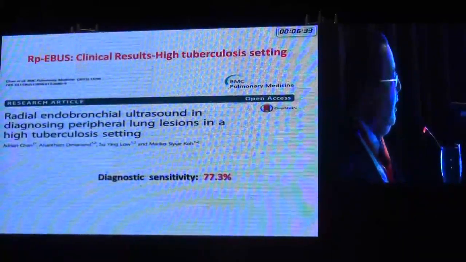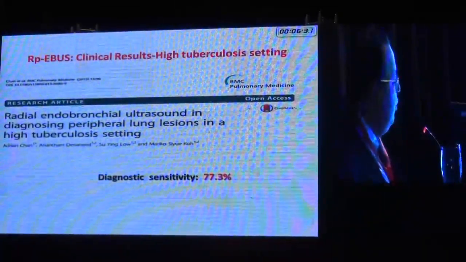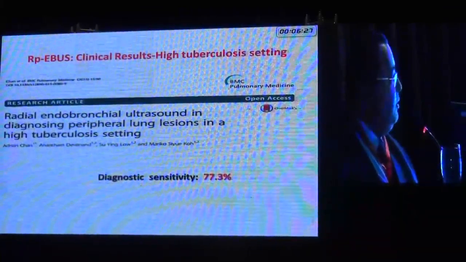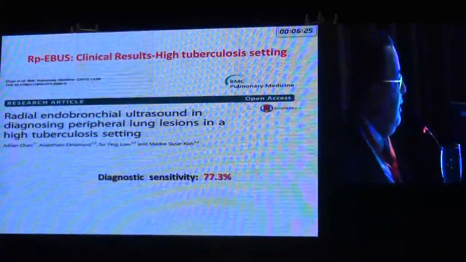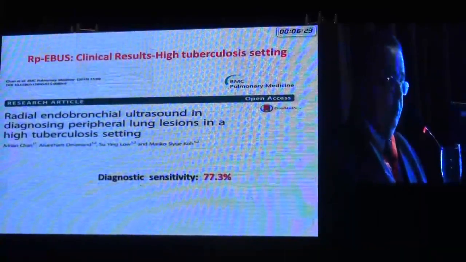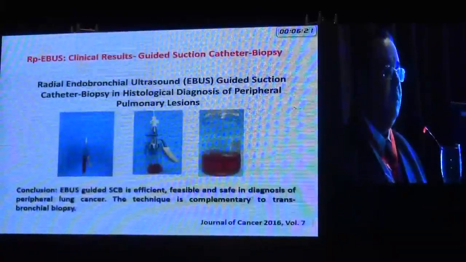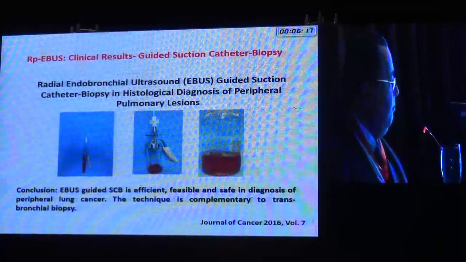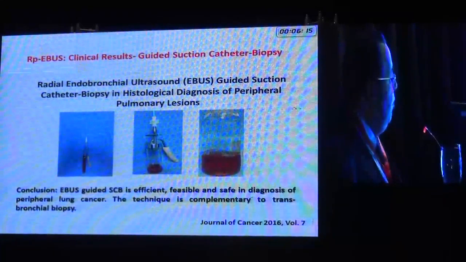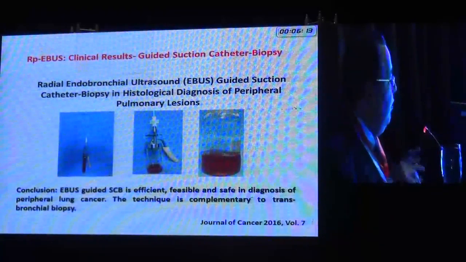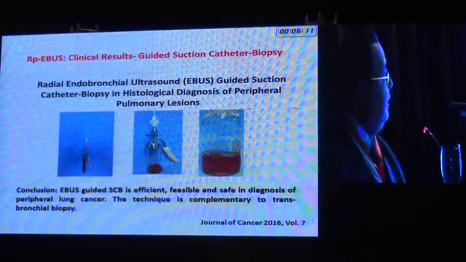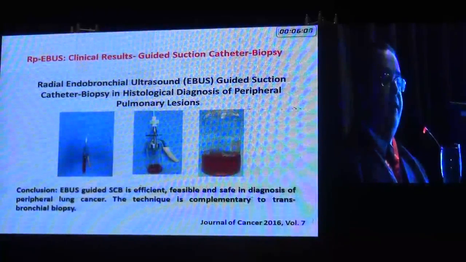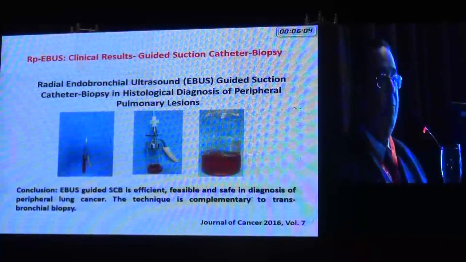This is another area with a high prevalence of tuberculosis. Even with the EBUS radial probe, we can reach a sensitivity of 77%. So this is a good diagnostic yield. Also, as Professor Becker said, you can do this through aspiration with suction, not with the forceps. You can reach with a guided suction catheter a good diagnostic yield, and it is complementary to the forceps biopsy.